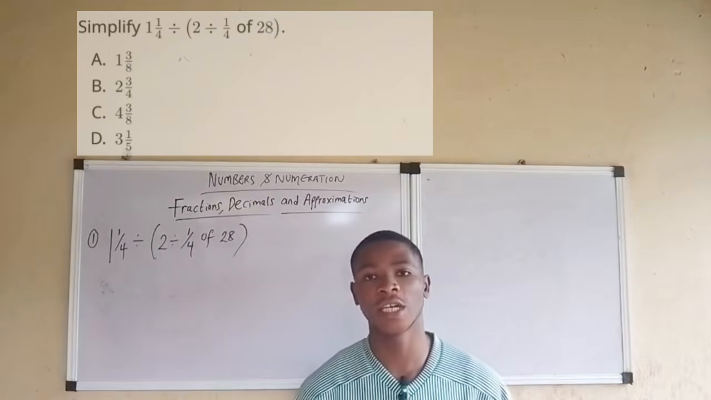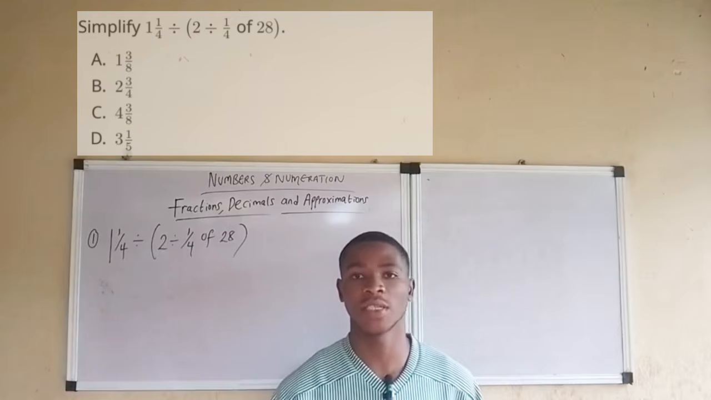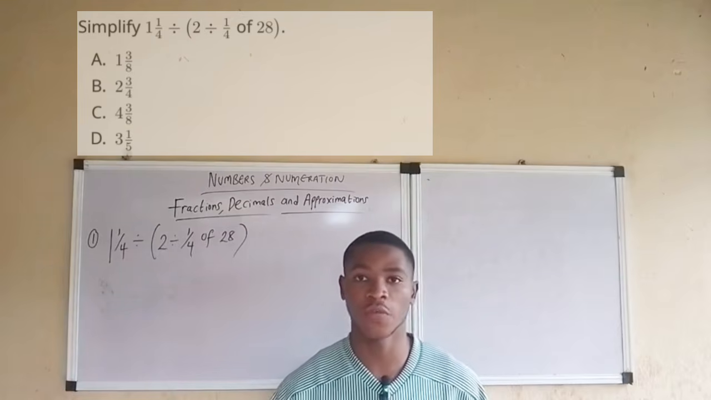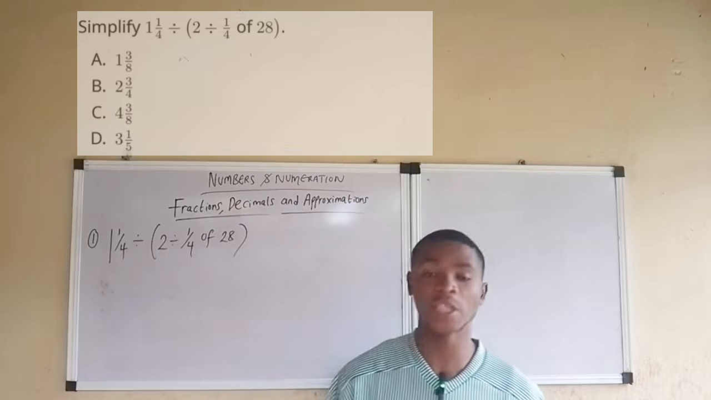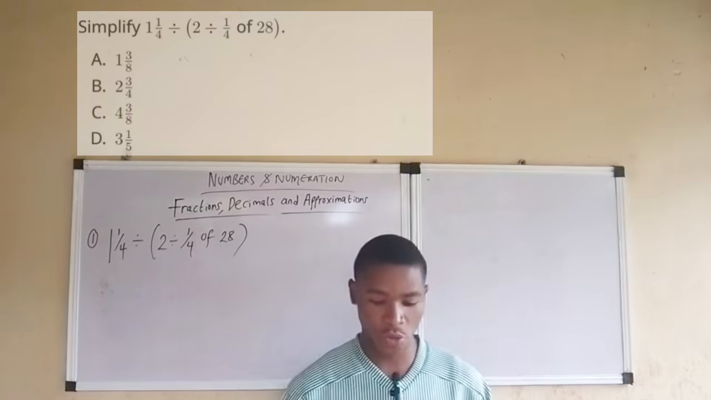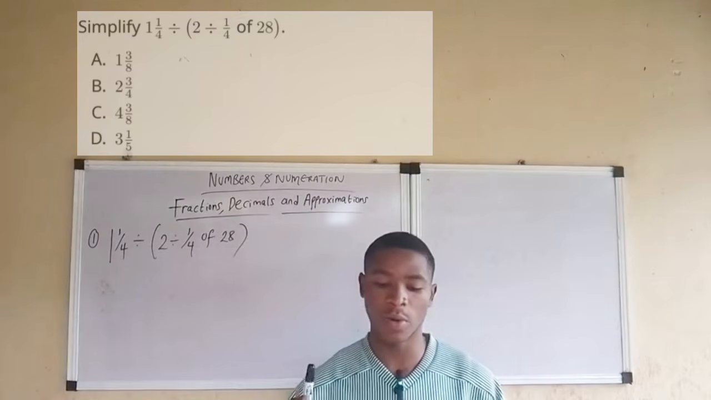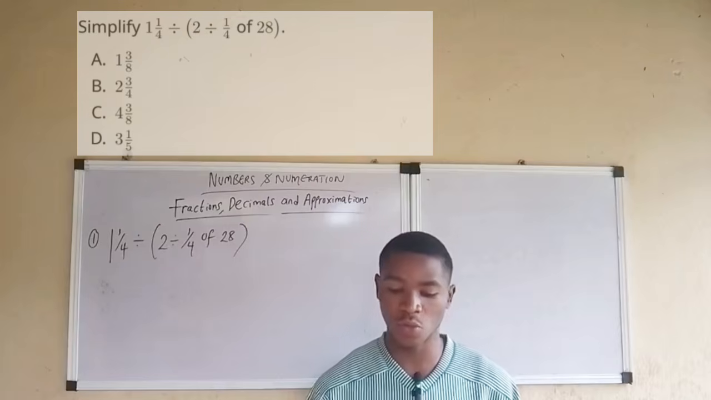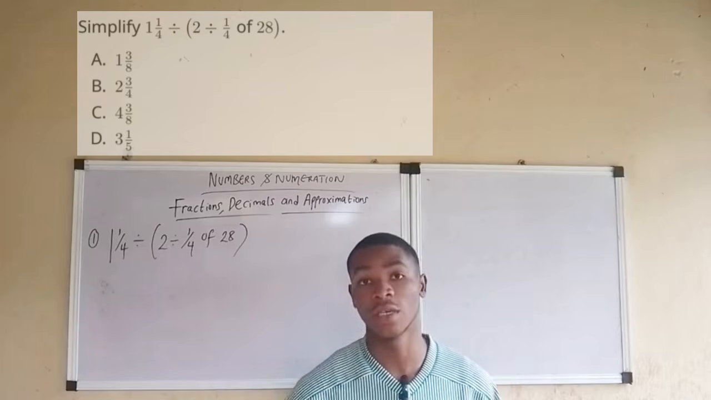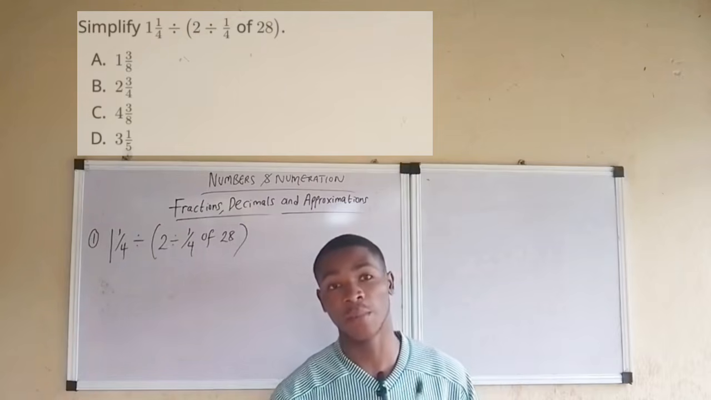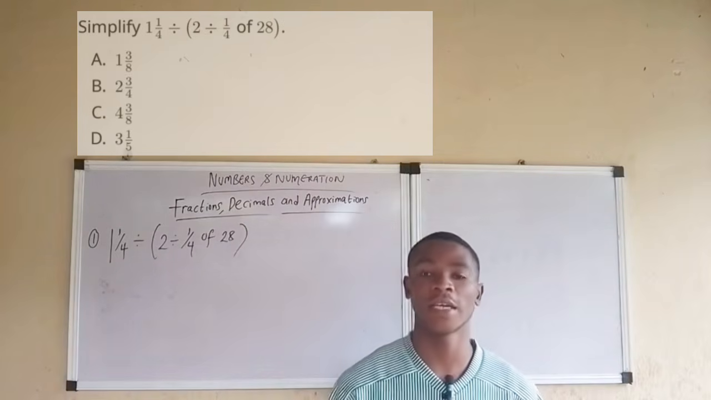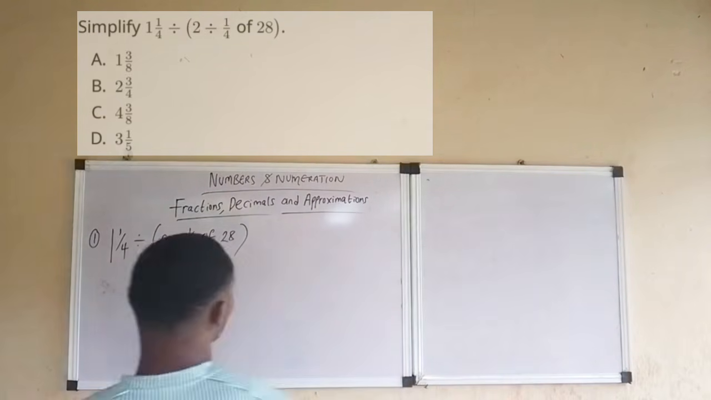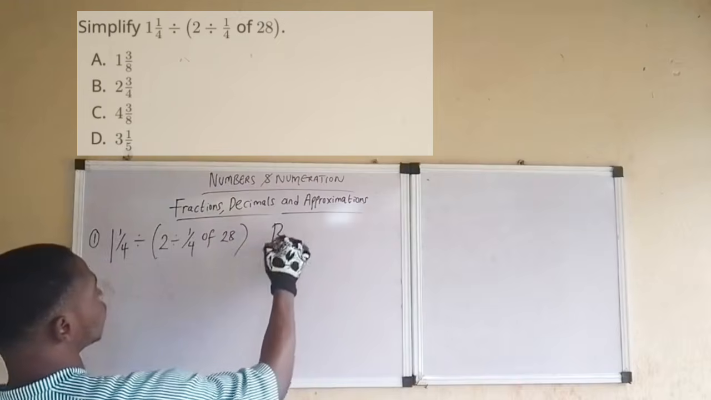All right, guys. Now, we're in the second section under numbers and numeration. We're dealing with questions on fractions, decimals, and approximations. Okay? So the first question you can see here above says we should simplify 1 and 1 over 4 divided by 2 divided by 1 over 4 of 28. Now, this question is a standard BODMAS question, so you need the concept of BODMAS to simplify it.